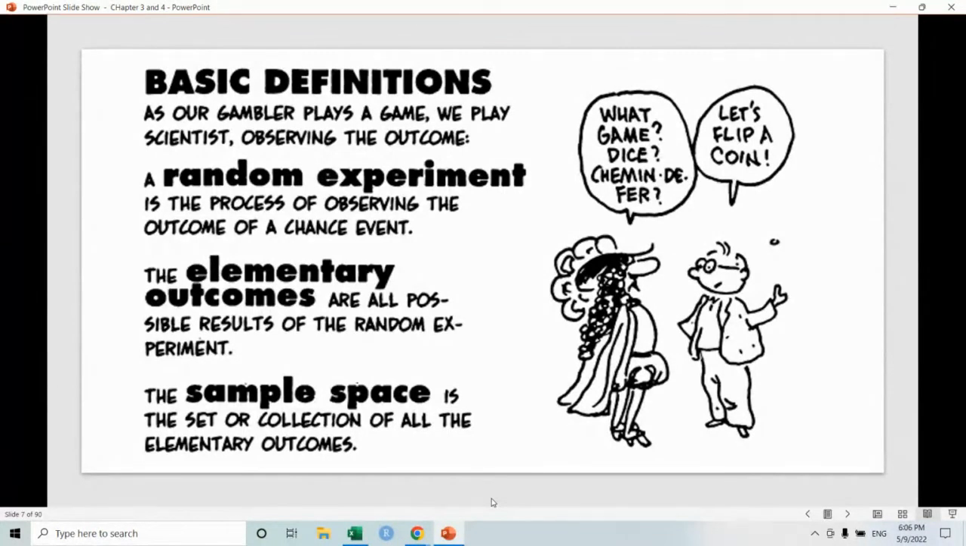A random experiment is the process of observing the outcome of a chance event. Elementary outcomes are all possible results of the random experiment. And the sample space is the set or collection of all those elementary outcomes. So just some key terms that may pop up.